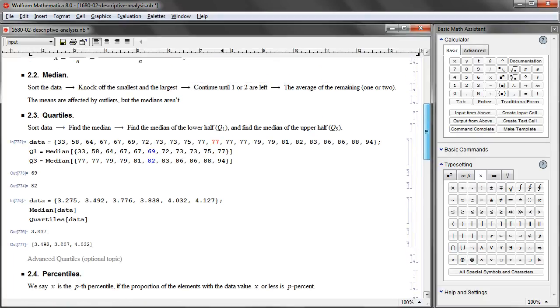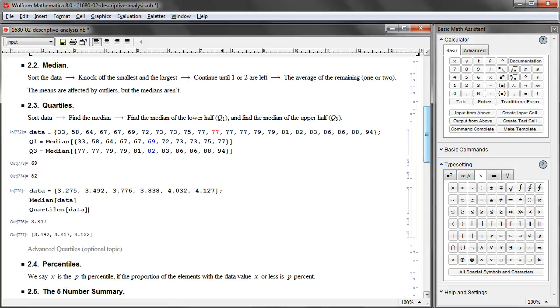Okay, next topic, percentile. Percentile is actually an extension of quartiles. We say X is the pth percentile if the proportion of the elements of the data values less than X is p%. So Q1 is the 25th percentile. There, a quarter of the data are less than Q1, roughly speaking, which is 25%. Median is the 50th percentile. Half the numbers are less than the median, the other half is bigger, so this is the 50th percentile.